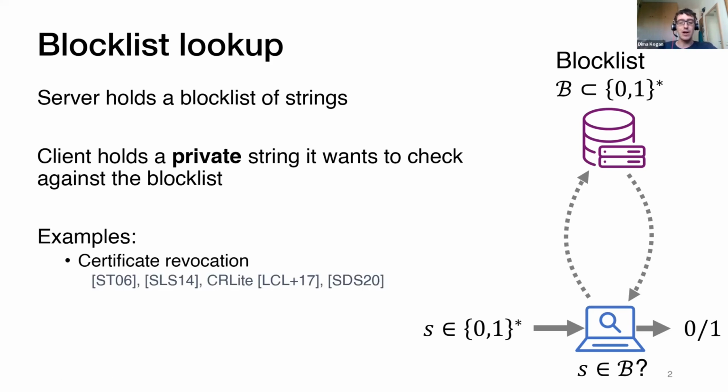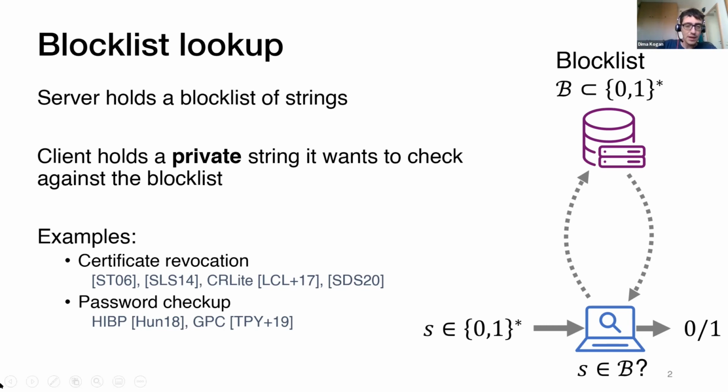This very general problem actually appears in multiple examples on the web. For example, a browser might want to check whether a certificate presented to it by a web server appears in some server-hosted list of revoked certificates, and the browser might not want to reveal to the provider of the certificate revocation list which websites the user is visiting. Another example is that the browser might want to check whether a password that the user chooses appears in a list of compromised passwords hosted by some service provider that hosts such password dumps.